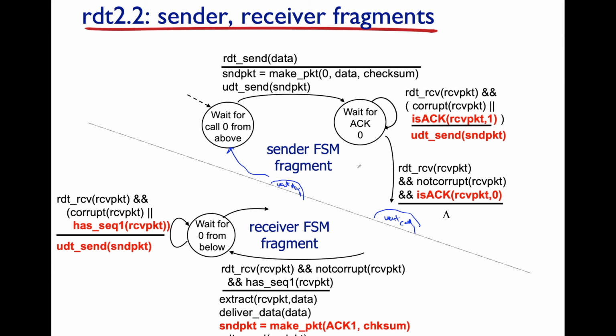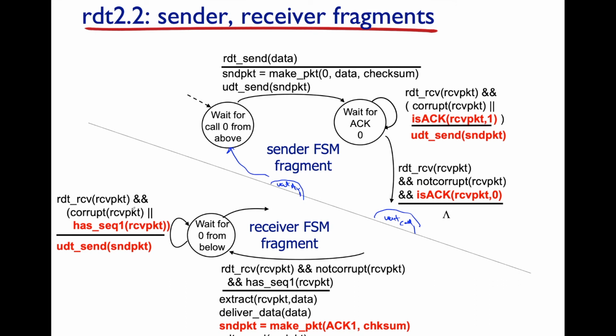Let's take a look at the receiver side finite state machine for RDT 2.2. Now, of course, with this receiver side, we start and let's look at wait for 0 from below. And so here we have a self edge, and that self edge corresponds to two conditions. Either we have corruption or we have an out of order packet, or the sequence number is not what we expected. So here we RDT receive from above.